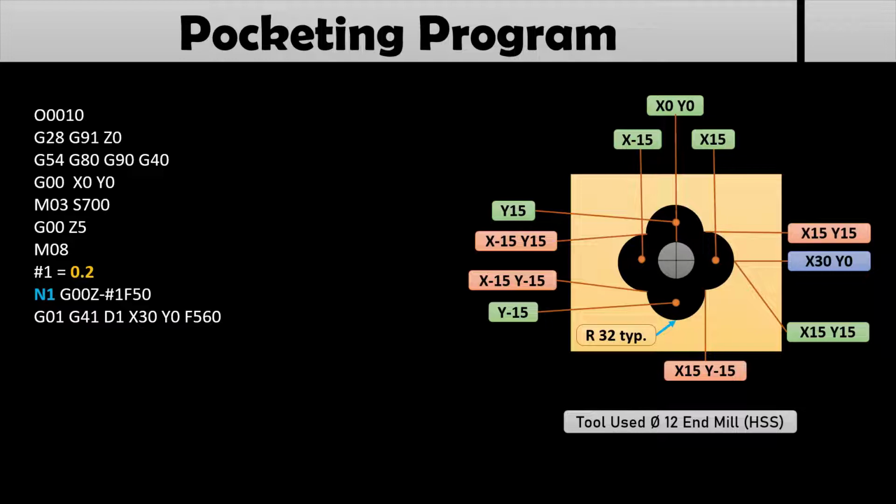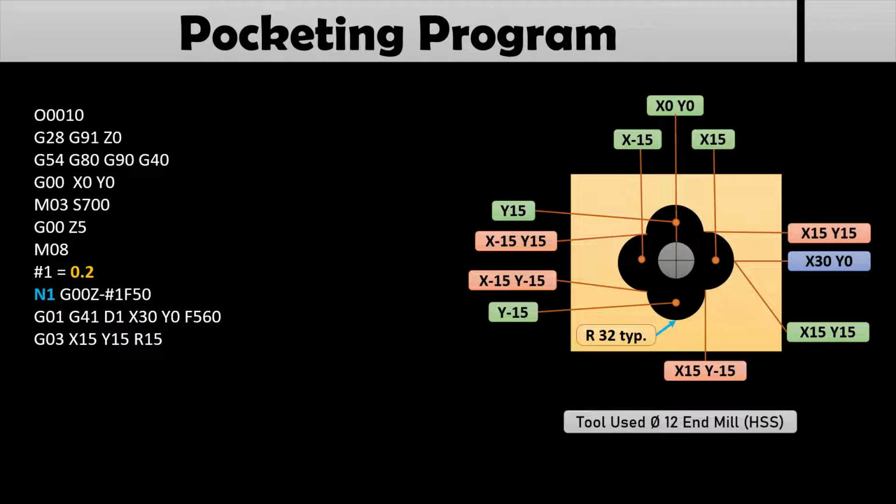And next X30 Y0 is the first coordinate point, in the blue color I have highlighted, you can see that one. The feed rate we have given is 560 mm per minute. Next moving towards the coordinate, that is G03, because I have to move the tool in an anti-clockwise manner. So for that purpose I have used G03 X15 Y15 with R15, the first coordinate you can see above in the blue color coordinate box.